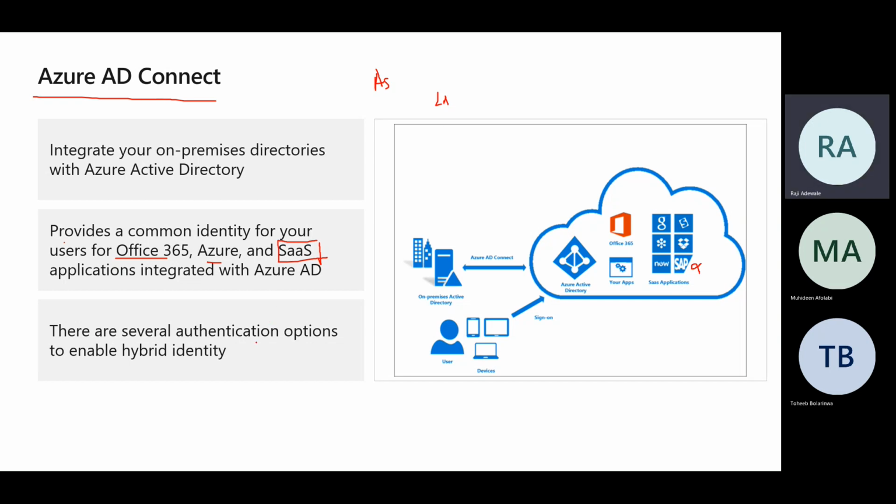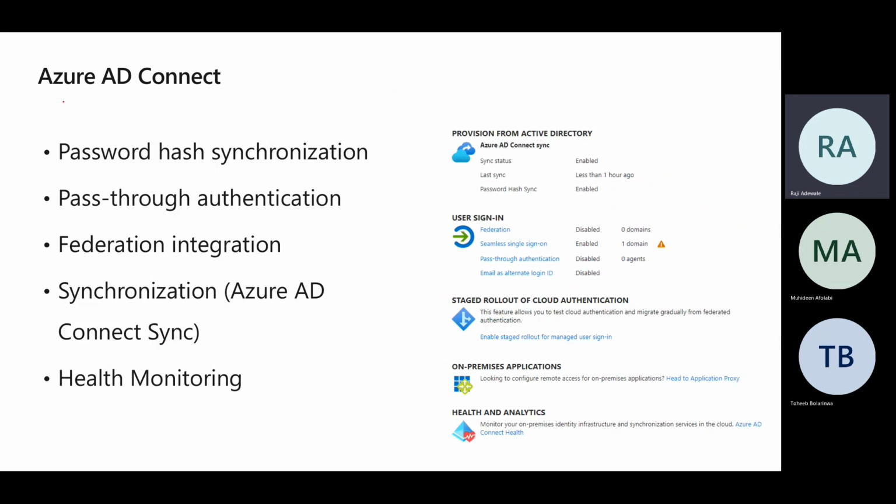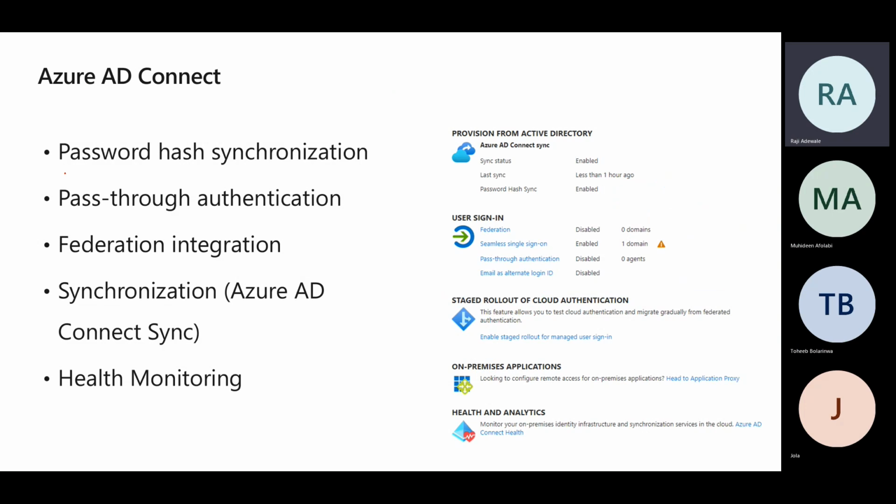And you have several authentication options when you enable hybrid identity. So what are the features of this? The three major authentication options that you have are these, which we'll look at briefly. You have password hash, we'll look at pass-through authentication, and we'll look at federation. And apart from that, it also offers you object synchronization.